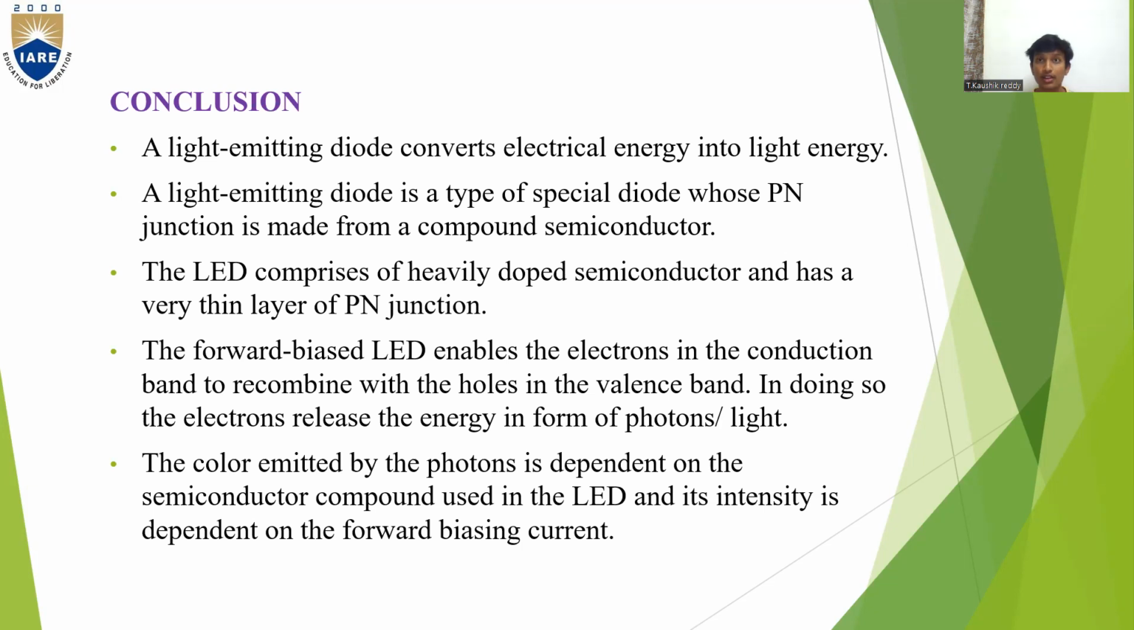Do not connect an LED directly to a power supply or a battery, as it provides too much current, which makes the LED get destroyed or burn out. And the LED comprises a heavily doped semiconductor and has a very thin layer of PN junction. Next, a light emitting diode is a type of special diode whose PN junction is made up of compound semiconductors. Next, a light emitting diode converts electrical energy into light energy.